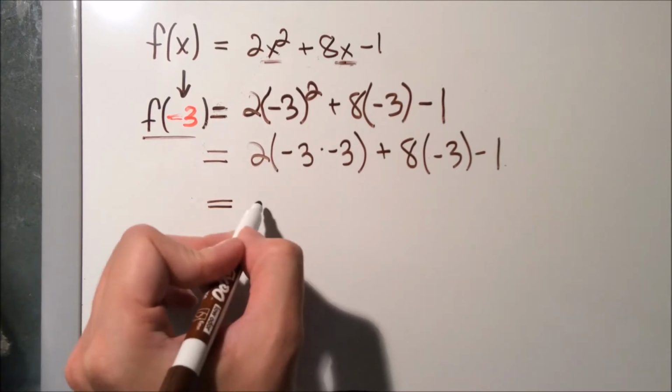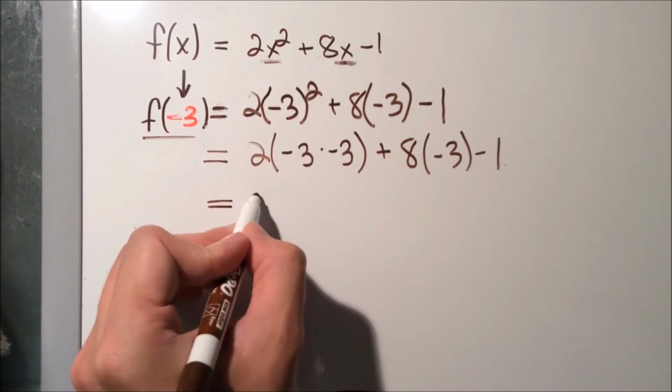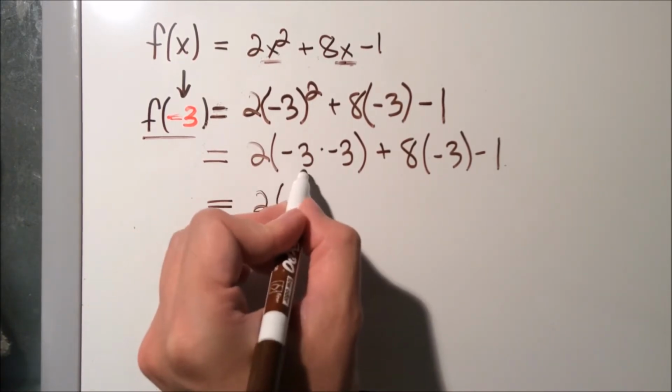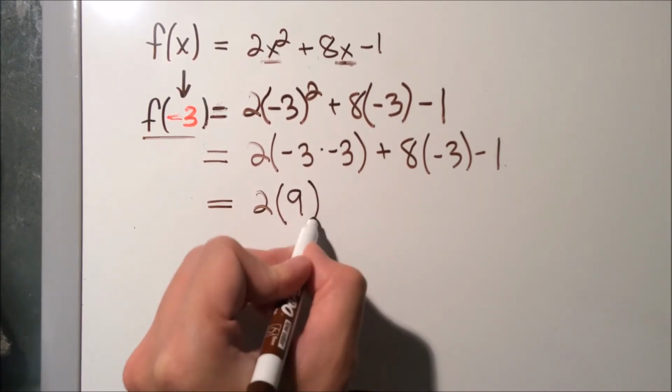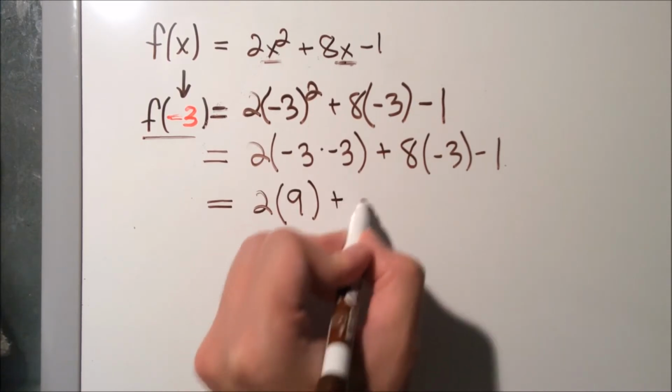So I'm going to work the inside first. I'm going to bring down the 2. Negative 3 times negative 3 will give us a positive 9. And I'll bring down the rest.